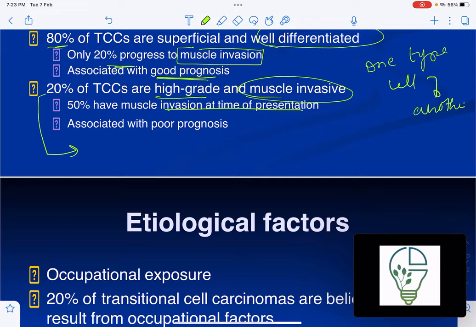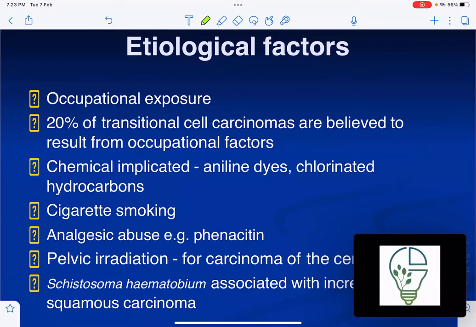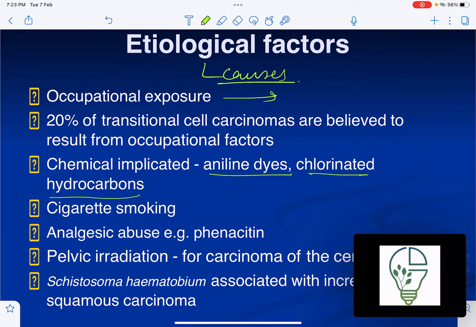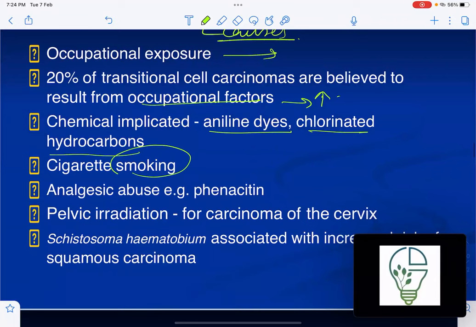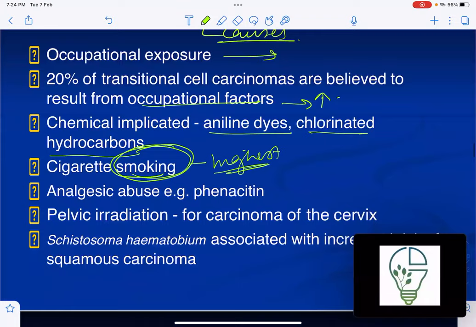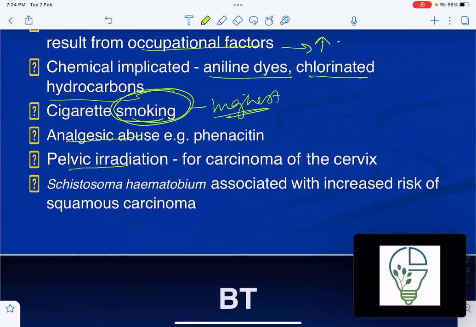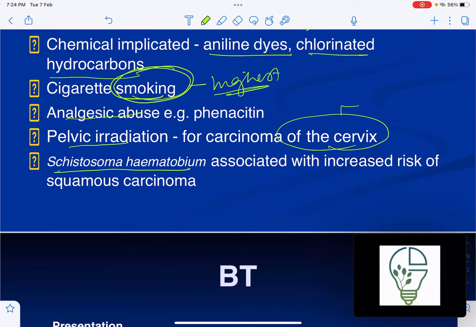The main risk factors, or etiological factors, the causes, one of the most common is occupational exposure. By occupational exposure, we mainly mean aniline dyes, chlorinated hydrocarbons, etc. Most countries around the world now do offer compensation for patients affected with bladder cancer, especially if it's proven that they do have an occupational hazard that caused it. 20% of them are believed to be from occupational factors, which is actually quite high. Smoking is one of the highest risk factors for bladder cancer as well. And of course, we have analgesic abuse, pelvic irradiation in terms of carcinoma of the cervix, which is basically cervical cancer, and Schistosoma haematobium, which causes an increase in the second most common type, which is the squamous cell carcinoma.